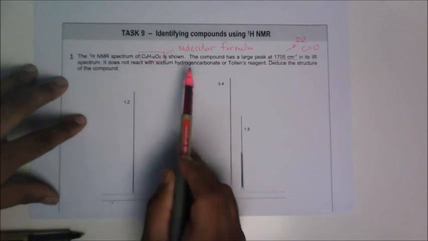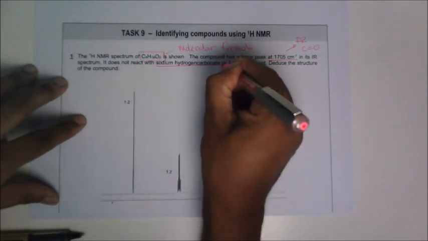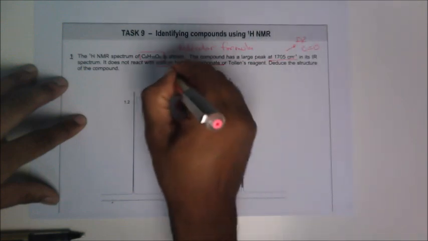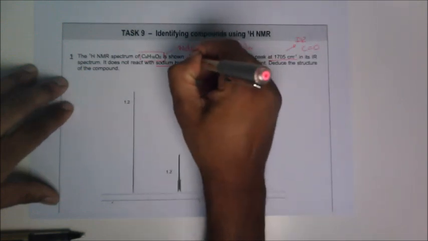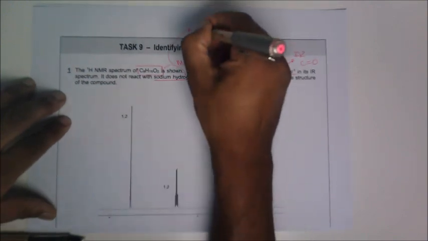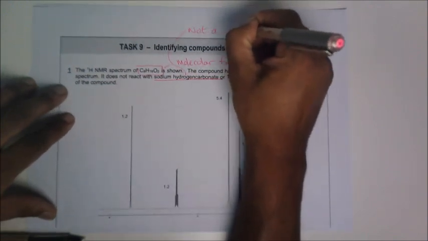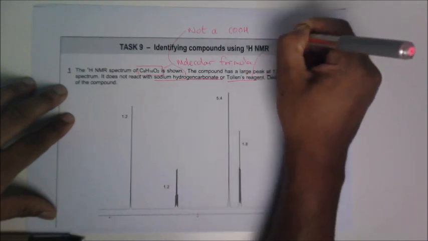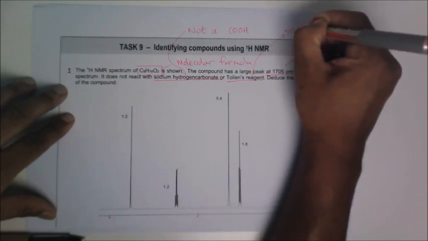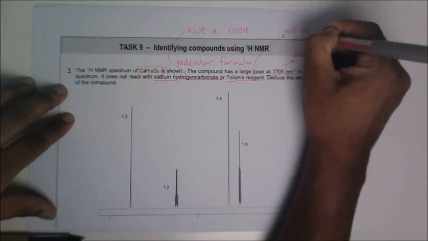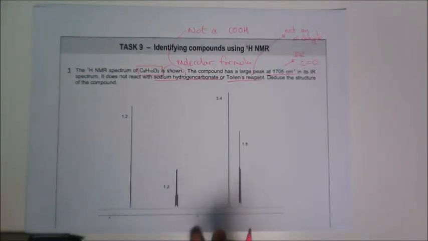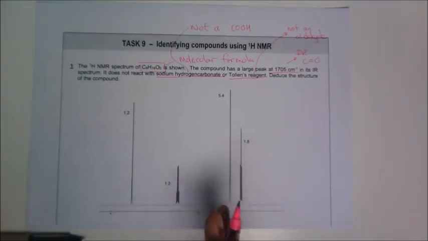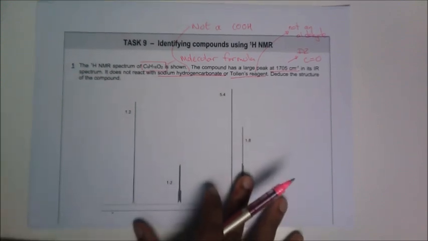It does not react with sodium hydrogen carbonate, so that again is a bit of information. It tells you that it most definitely isn't an acid, so not a carboxylic acid. It also doesn't react with Tollens' reagent, so that means it's not an aldehyde. That leaves us with a couple of other functional groups that we could consider. Ketone is obviously one of them, and secondly probably an ester or something around that. So that's the first bit of information.